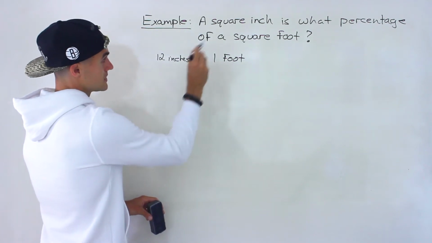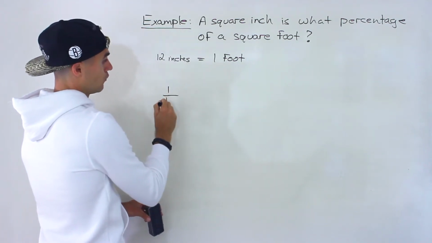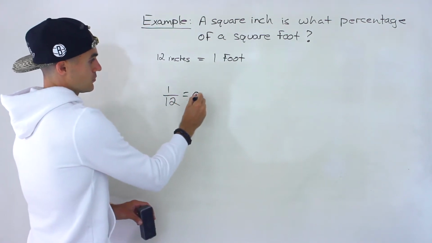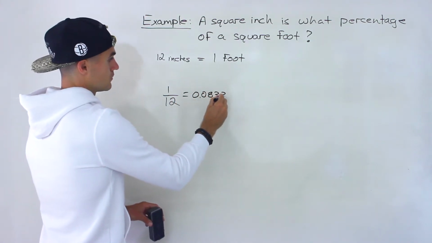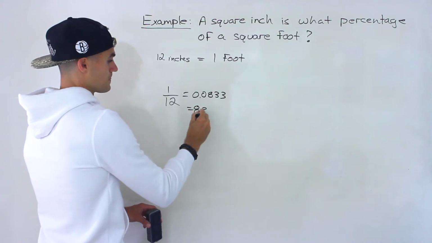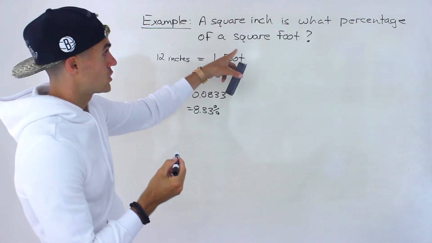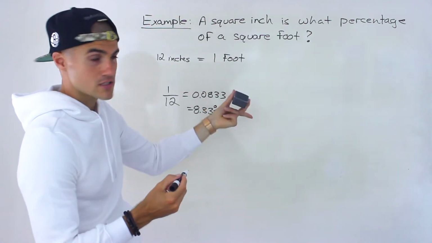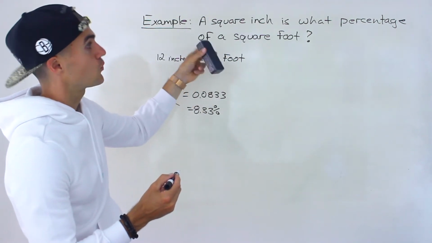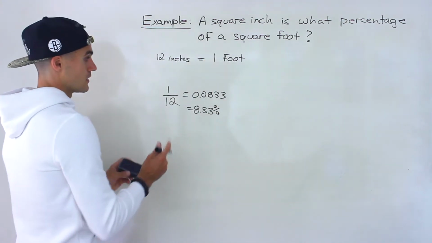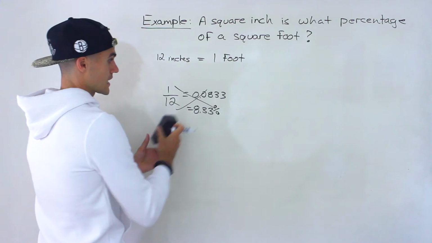There's a common tendency to say, well, it's just 1 over 12, and that would be the answer. This would be 0.0833, which is 8.33%. And that would be the answer if it said an inch is what percentage of a foot. But they're asking a square inch is what percentage of a square foot. So it's a different question, and this wouldn't be the correct answer.